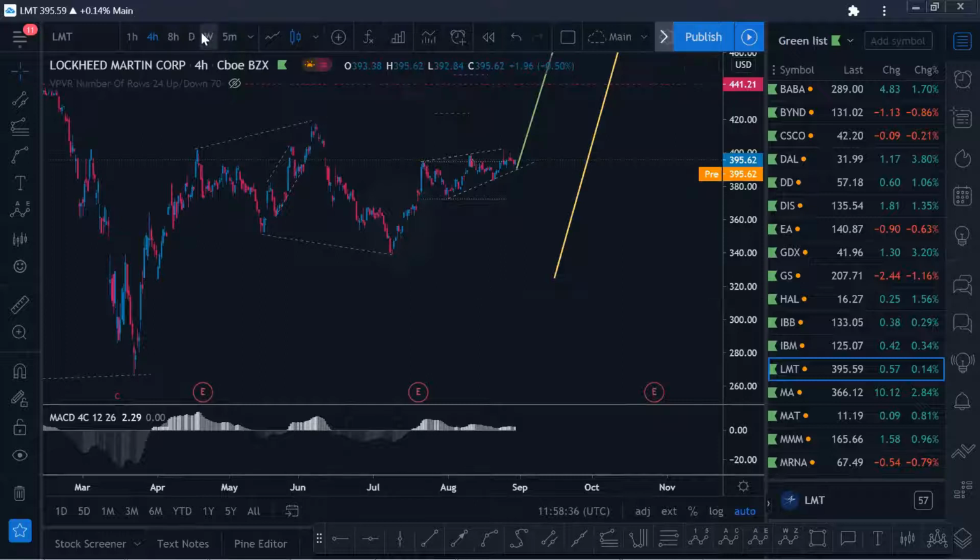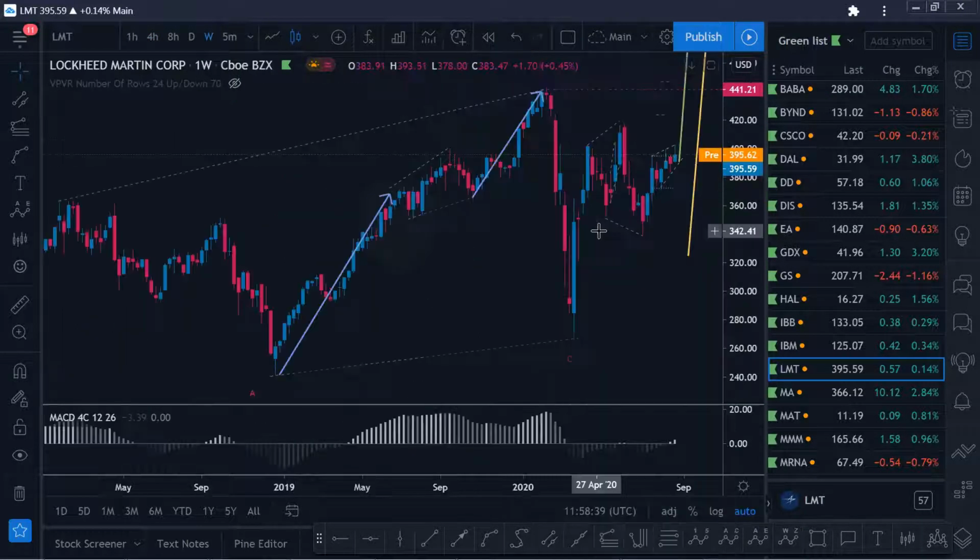Lockheed Martin, great looking trade to the upside again, very similar to IBM.